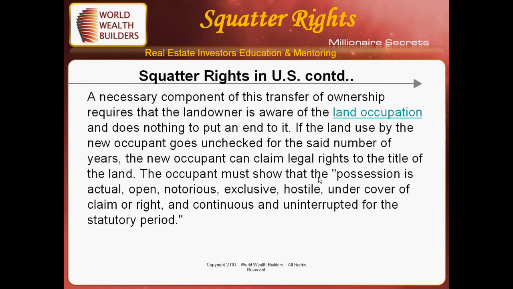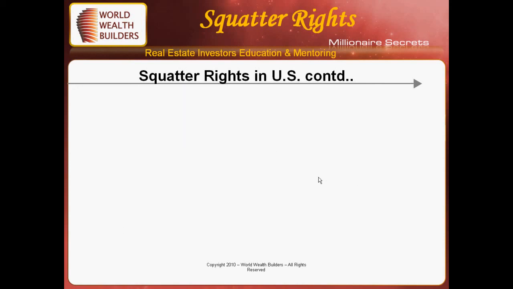Now, a necessary component of transfer of ownership is that the landowner is aware of the land occupation and does nothing to put an end to it. If the land used by the new occupant goes unchecked for the said number of years, the new occupant can claim legal right to the title of the land. The occupant must show the possession is actual, open, notorious, exclusive, hostile, under cover of claim or right, and continuous and uninterrupted for those statutory periods.